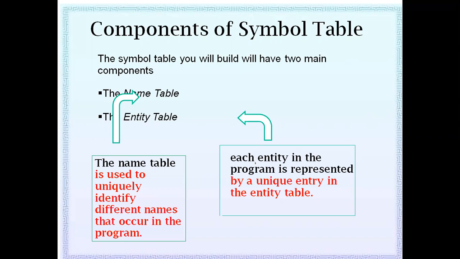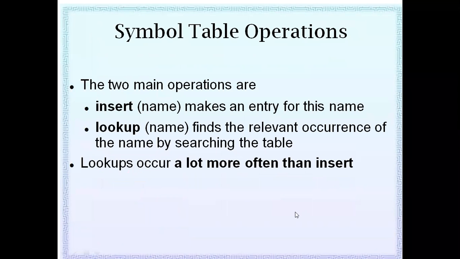The most important thing is you need to know the components of the symbol table. We have two components here, the name table and the entity table. In the name table, we uniquely identify different names that occur in the program. And in the entity table, each entity in the program is represented by a unique entry. Coming to the operations of the symbol table, we have two most important operations: one is insert, and the other is lookup.